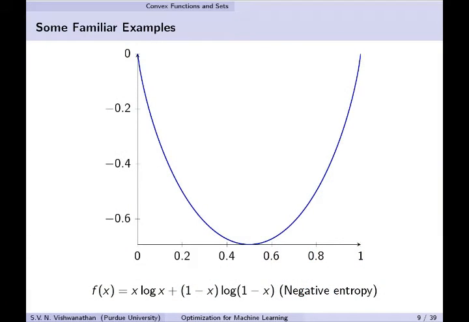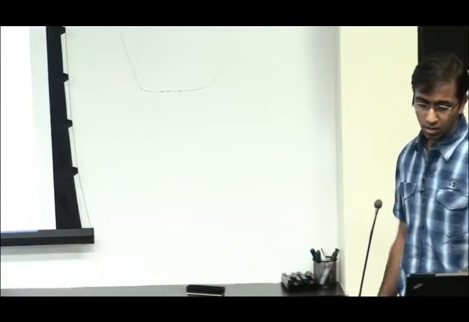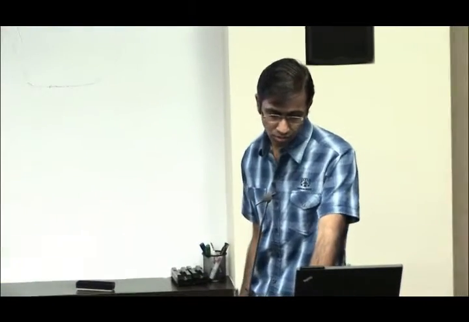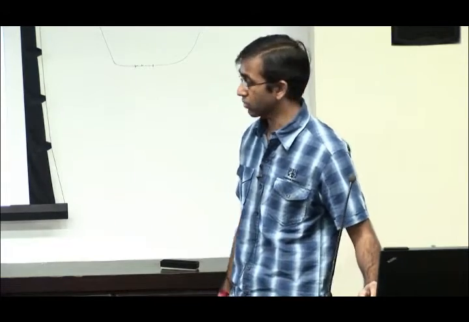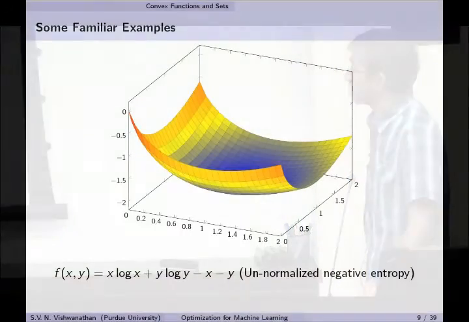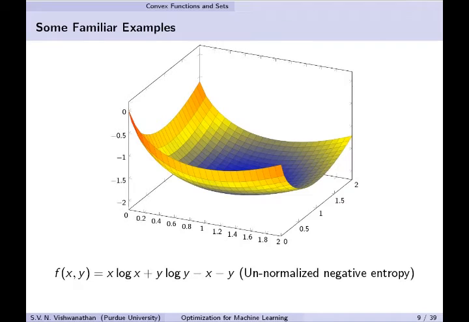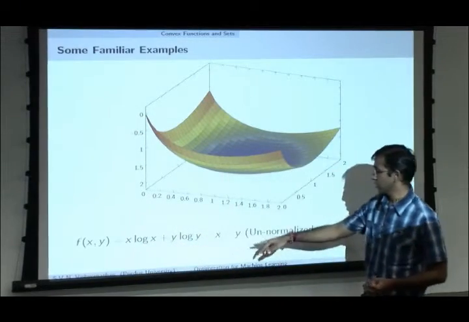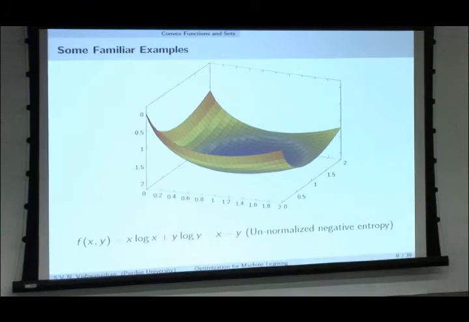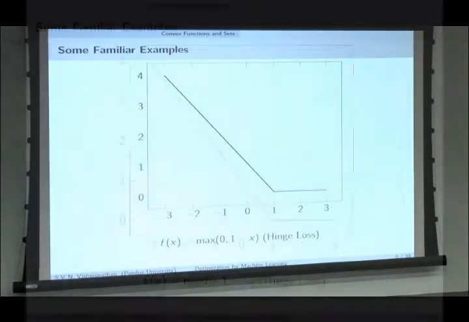Another example is negative entropy, that is x log x plus 1 minus x log 1 minus x. This is also a convex function. That is, entropy is a concave function, so the negative of a convex function is a concave function. And this is just unnormalized negative entropy, where your x plus y need not sum to 1, and that's why you have to put minus x minus y. This is also a convex function.